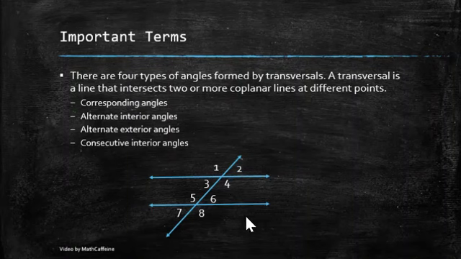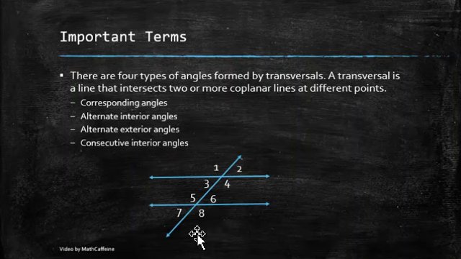An example of alternate interior angles is 3 and 6, where they are both on the inside of the two lines but on opposing sides of the transversal. An example of alternate exterior angles is 1 and 8. They are on the outside of the two lines and on opposite sides of the transversal.